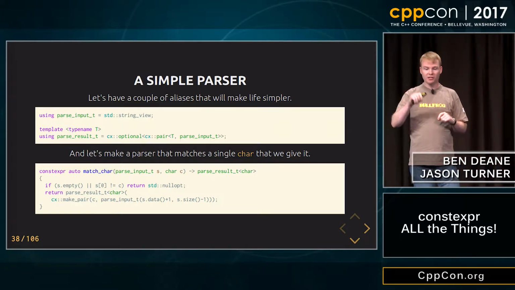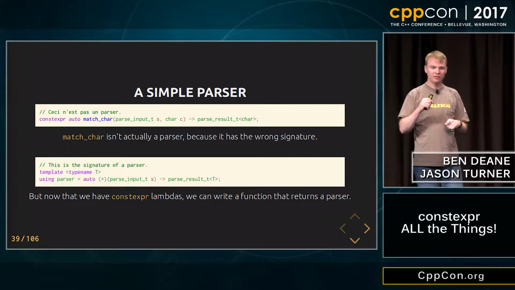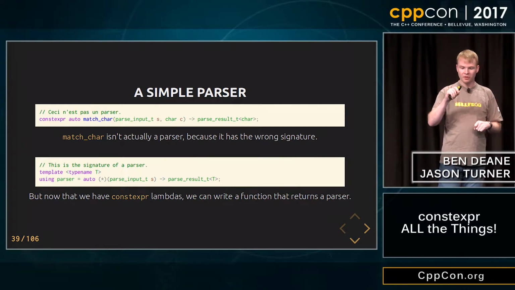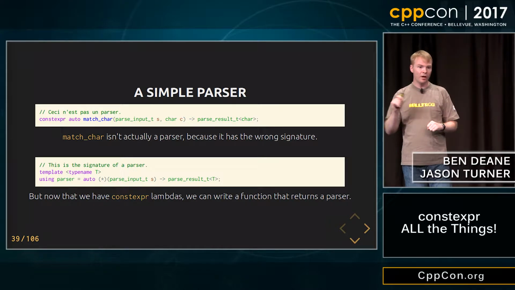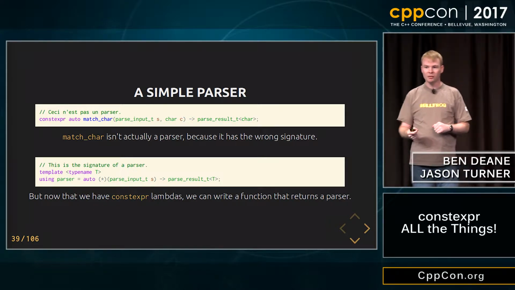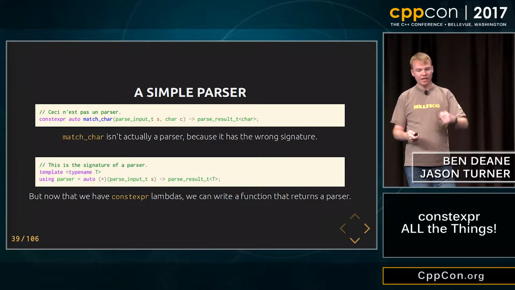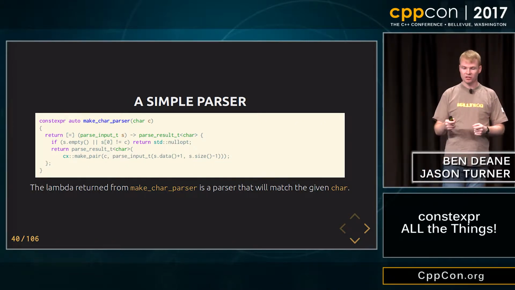Now, if you're paying attention, you'll note that match char isn't quite yet a parser, because we said that the signature of a parser was parse input T to parse result T. And this takes the char as well, right? So it's not quite a parser. But we have constexpr lambdas, so what we could do is capture that char and return the lambda, which is itself a parser. And that's what this is.